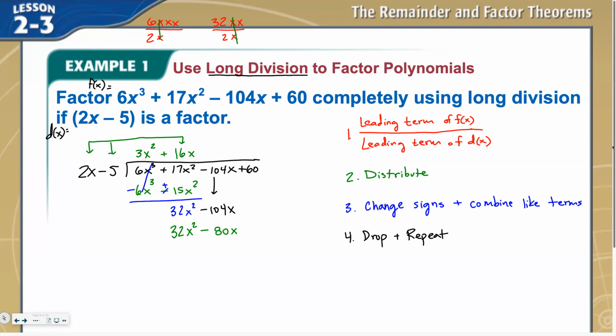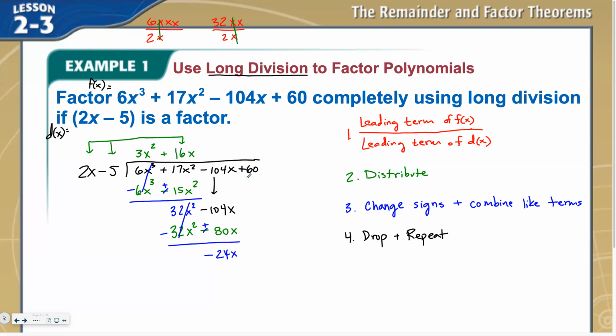We're going to change our signs and combine like terms. Negative 32x squared, I agree. Good, Mason? Plus 80. You got it. So these simplify out of there. And now negative 104x plus 80x. Negative 24, great. Negative 24x. And now, since I combine my like terms, it's all that's left over. I get to step 4.